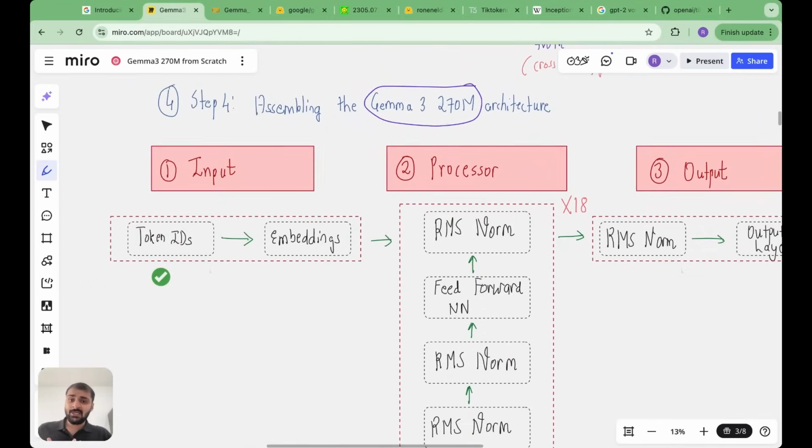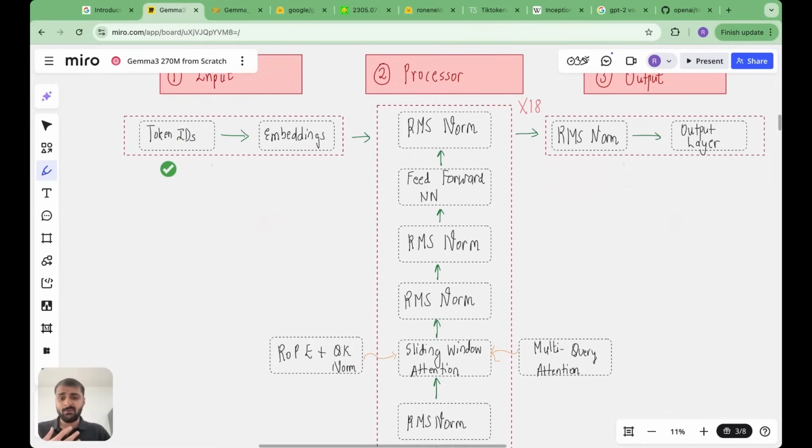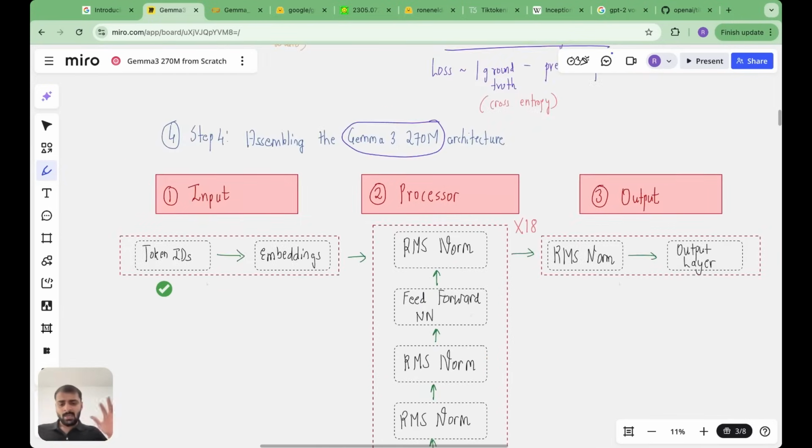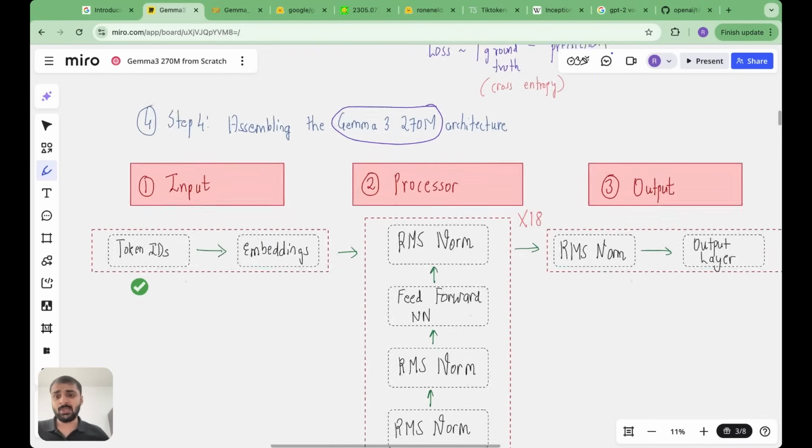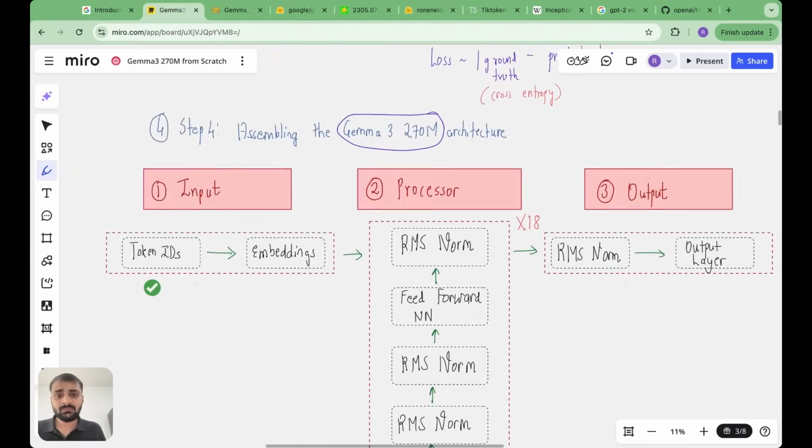If you have never seen a transformer architecture before, some of these terminologies might be new to you, and you might need to go back and revise some key fundamentals. For example, if you don't know what a query is, what a key is, or what a value vector is, I'm assuming that you have some basic knowledge of these. But even if you don't, for now, try to follow along so that you get an entire overview of the Gemma 3 270 million architecture.